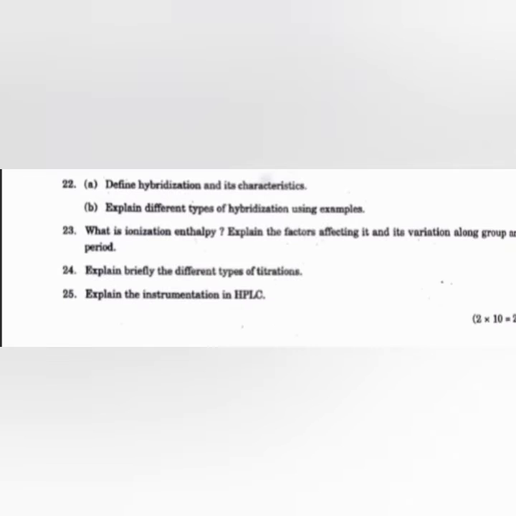Part C. 22a. Define hybridization and its characters. B. Explain different type of hybridization using example. 23. What is ionization enthalpy? Explain the factors affecting it and its variation along group and period.